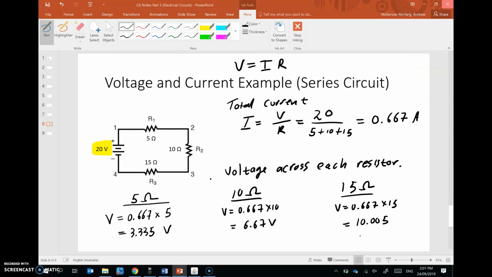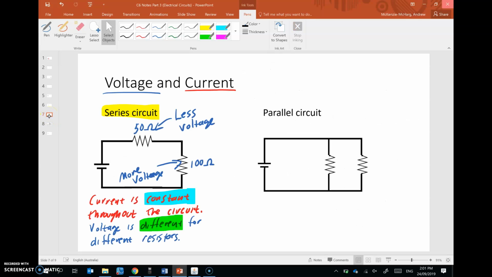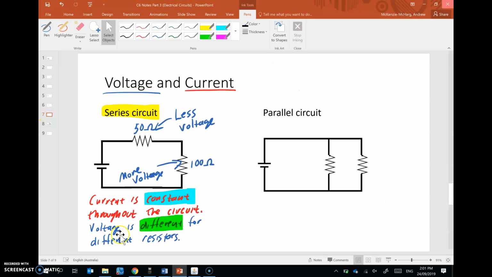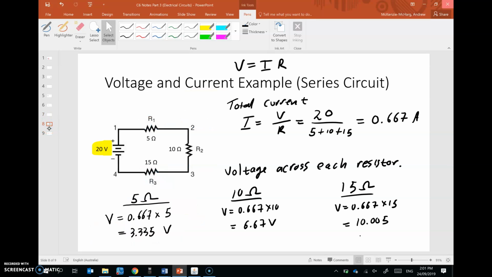Okay, everyone, so the big thing to remember is in a series circuit, the current's constant throughout the circuit. So we just use Ohm's law with the total voltage of the circuit divided by the total resistance. Now the voltage drop across each resistor is different if the resistors have different resistance. So we use their resistance and the total current of the circuit individually to calculate each of their voltage drops.